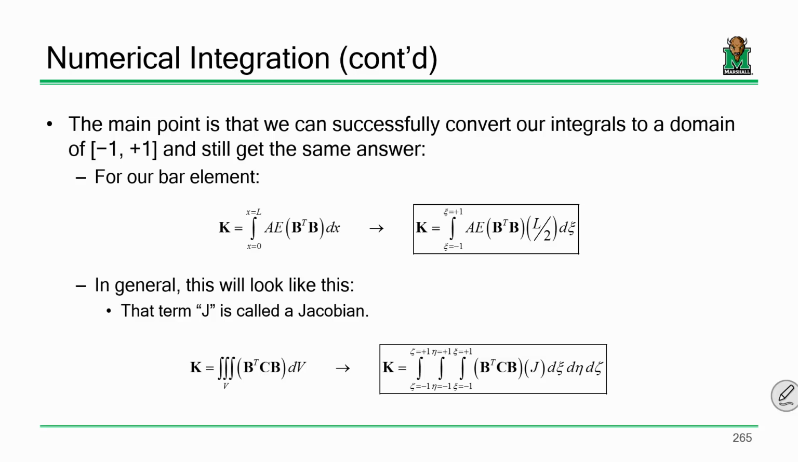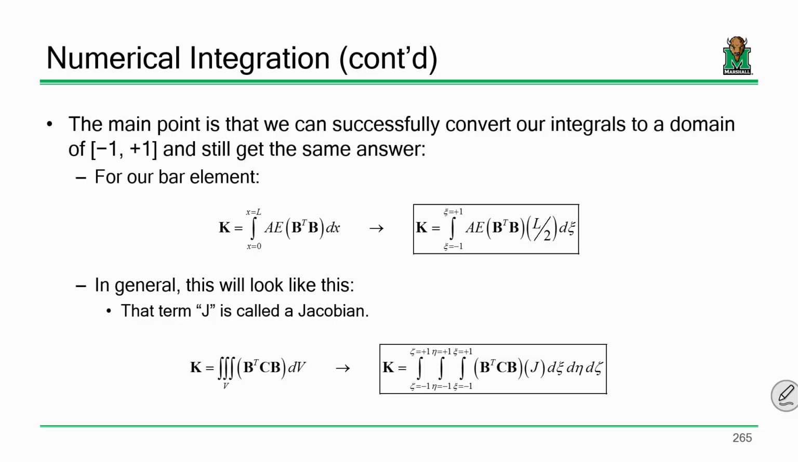the idea that we converted an x equals 0 to an x equals L integral to a minus 1 to plus 1 integral. And we did that through this transformation. And there was sort of a piece of algebra left over at the end. For a bar element, it was L over 2.